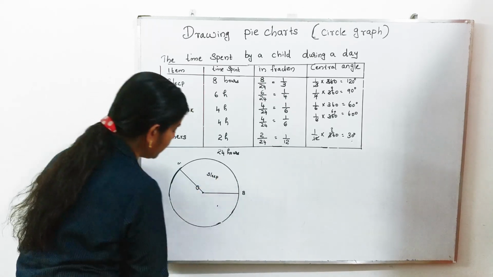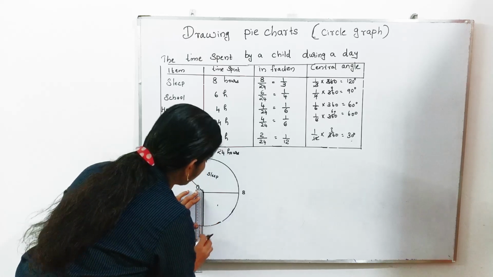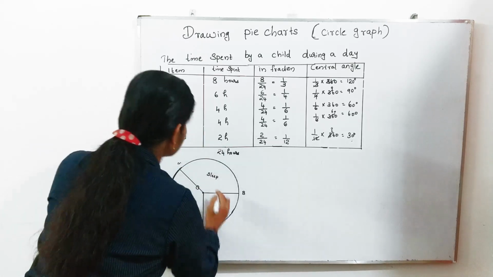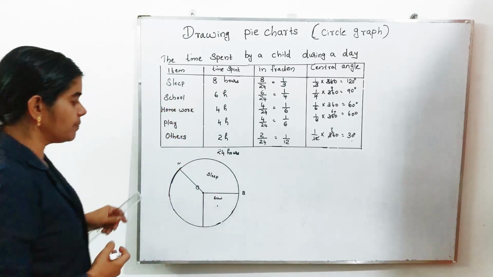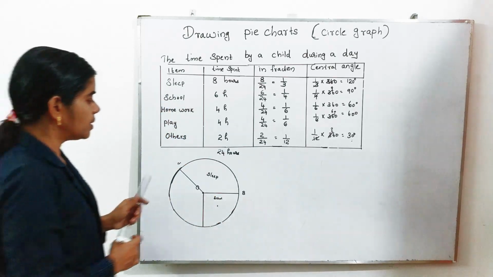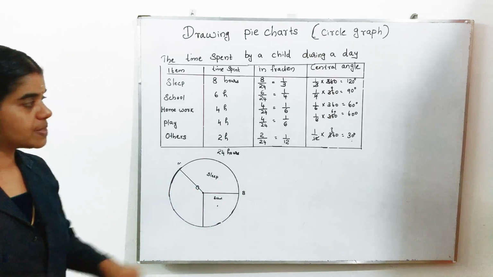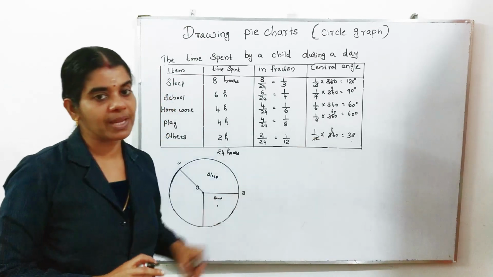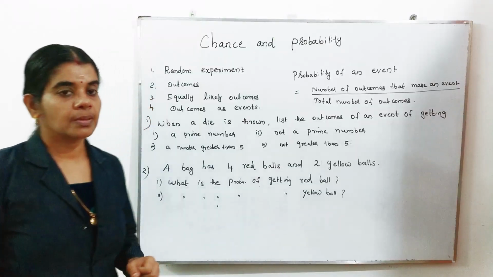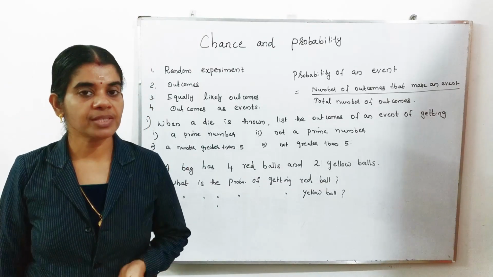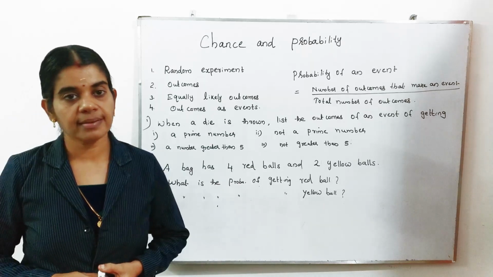And next will be 90 degree, that also you want to take in the protractor, that will be school, that is 90 degree. Then 60 you can mark, and 30 also you want to mark, and that will be our circle graph. We already studied now how we can draw a pie graph or pie chart or circle graph.